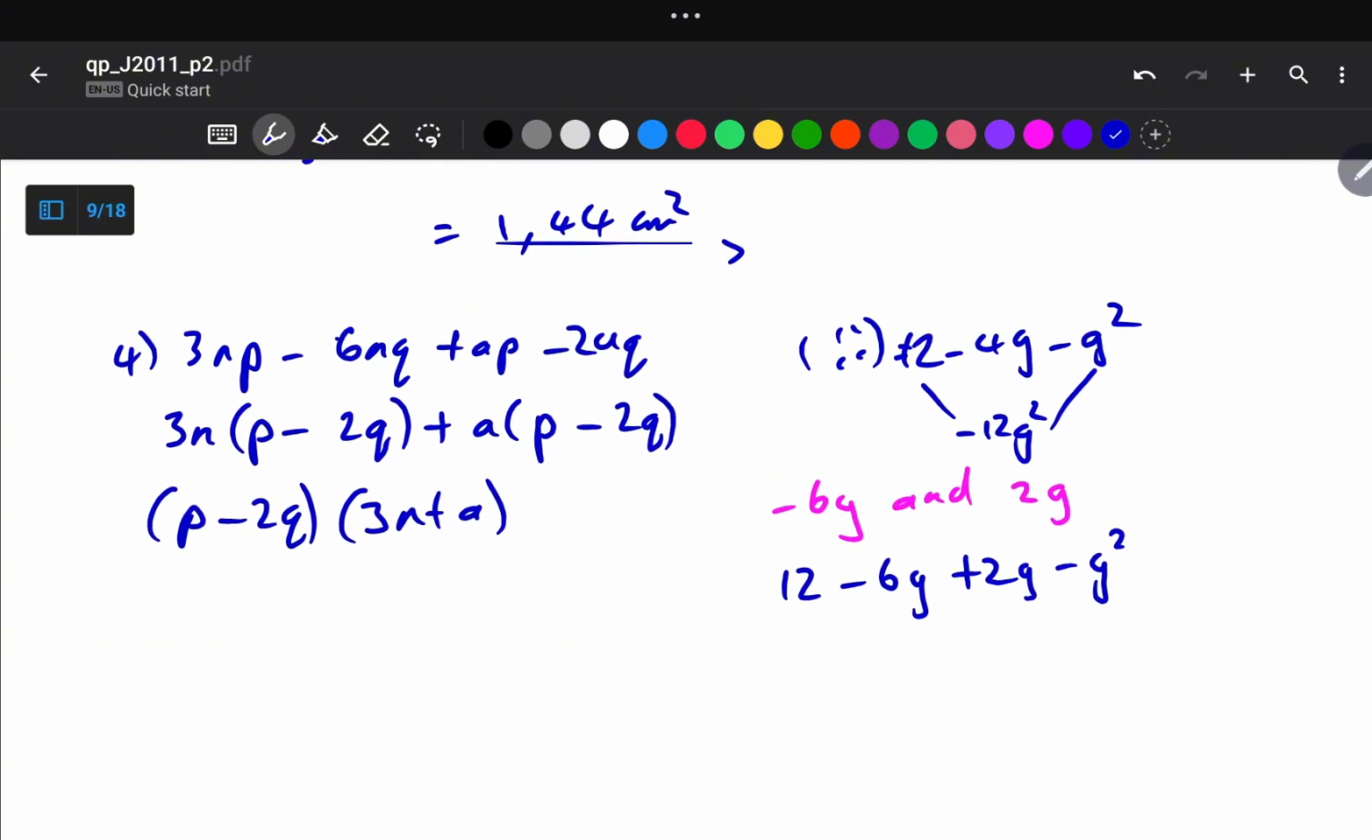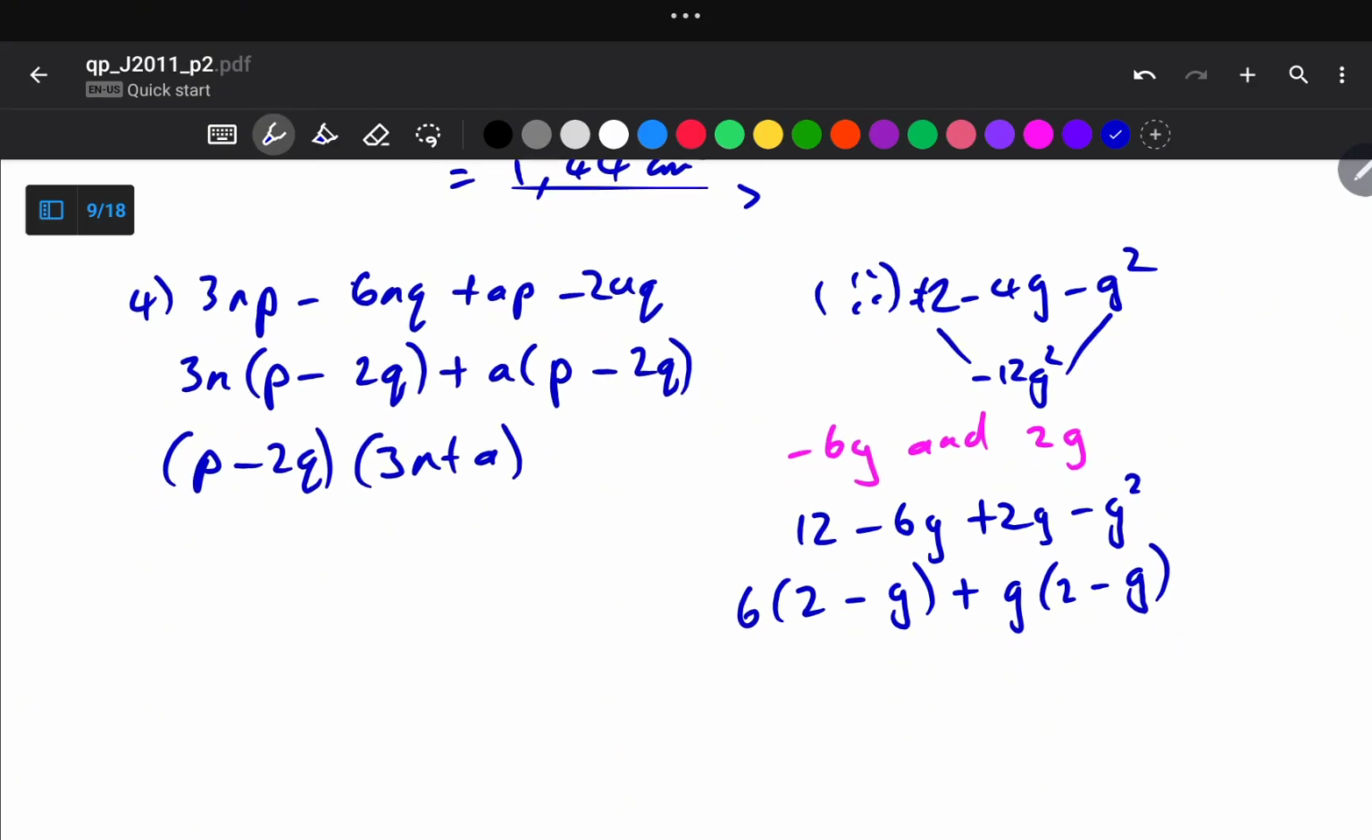For the first two terms, we can factor out 6. 12 divided by 6 gives us 2, and minus 6g divided by 6 gives us g. So it is now 6 multiplied by 2 minus g, plus, for the two terms 2g minus g squared, we can factor out g. 2g divided by g gives us 2 minus g.